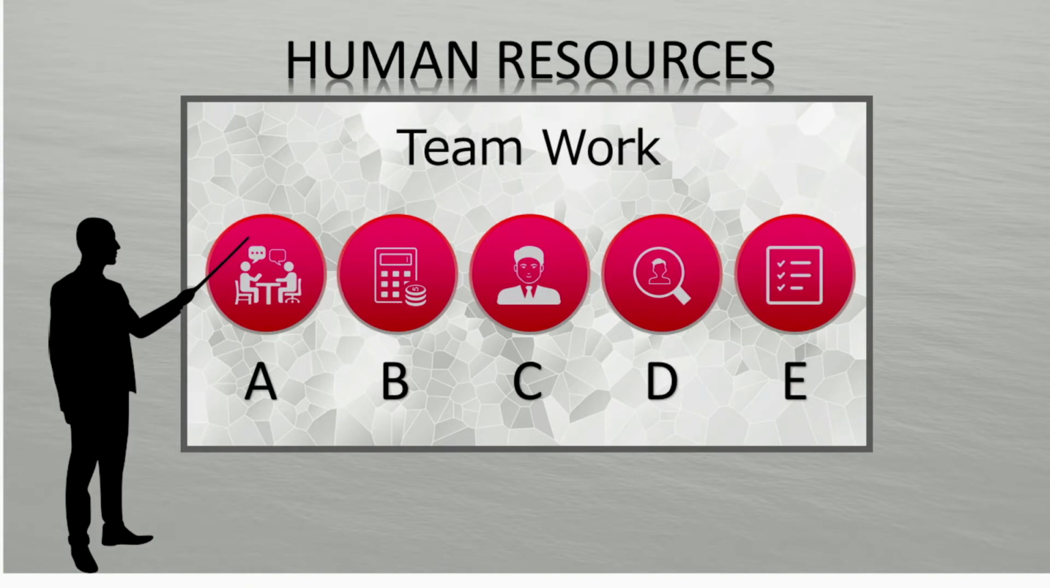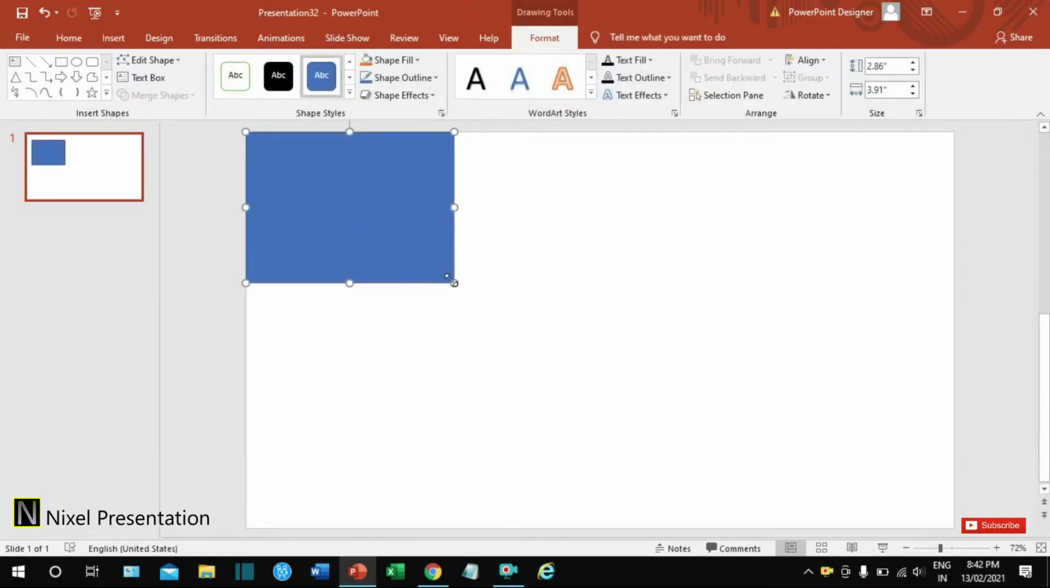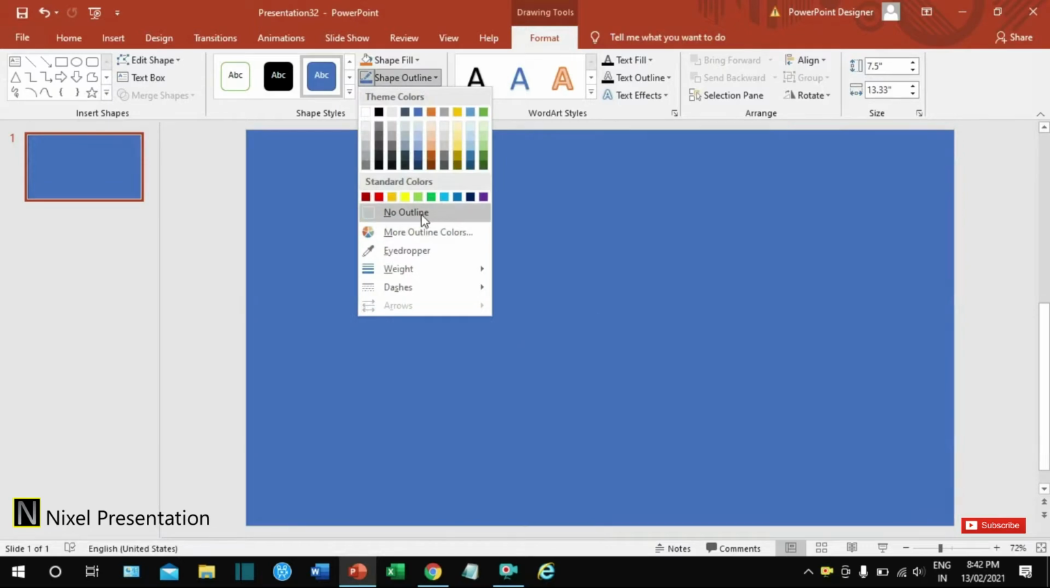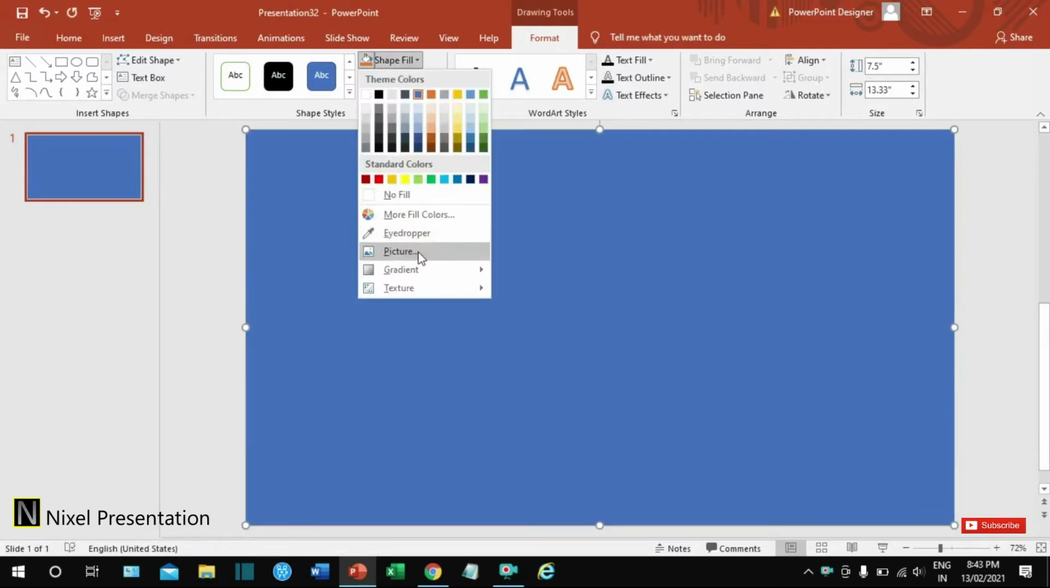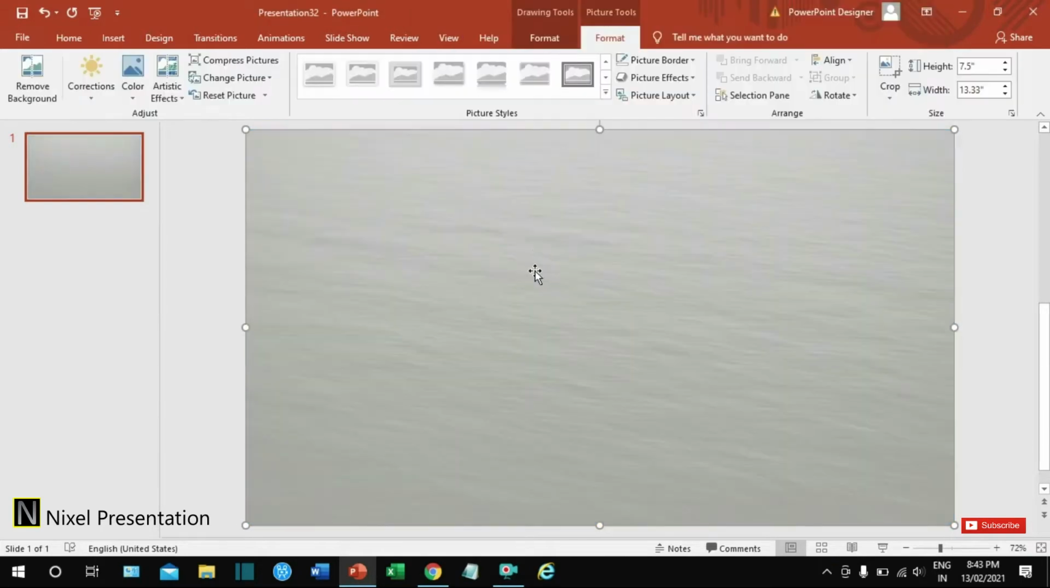Today we will learn to make a simple animated PowerPoint HR slide. So let's start. Let us set the background first, insert a rectangle and adjust the size. Add an image to it. OK. Now set the guides.